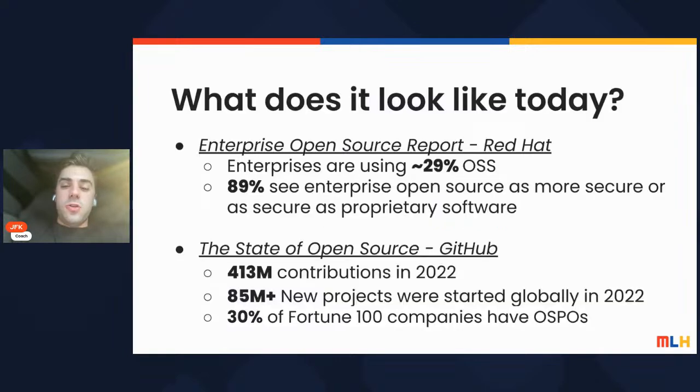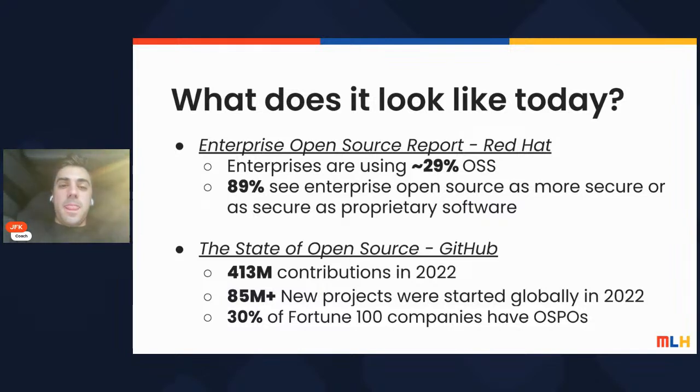So that's all well and good, but what does it look like? Well, here is the current state of affairs. In a lot of cases, open source is being used really, really widely. Red Hat is saying that enterprises use around 29% of their software as open source. In a lot of software places, I'd imagine that's much, much larger. And 89% of those see enterprise open source as more secure or as secure as proprietary software, which is really great, because one of the biggest benefits, and we'll touch on this a little later, is that it is maintained by a much wider group of people, and therefore you're much more likely to find security vulnerabilities and patch them earlier in the cycle. At least compared to alternative setups.